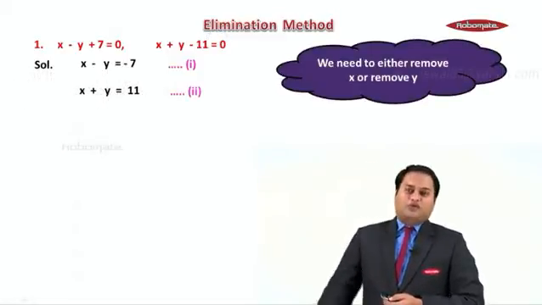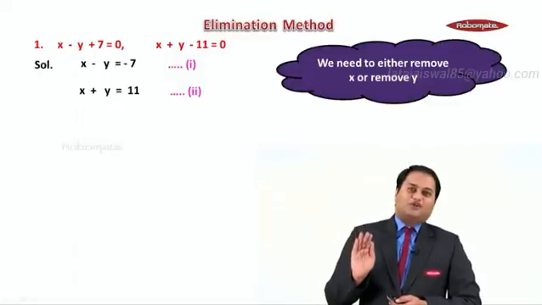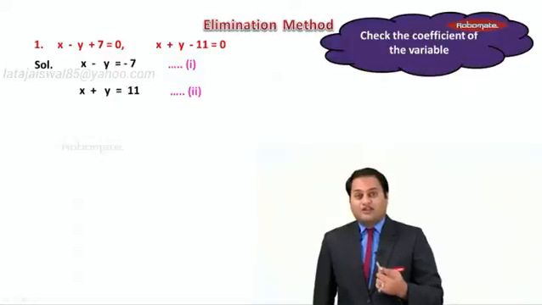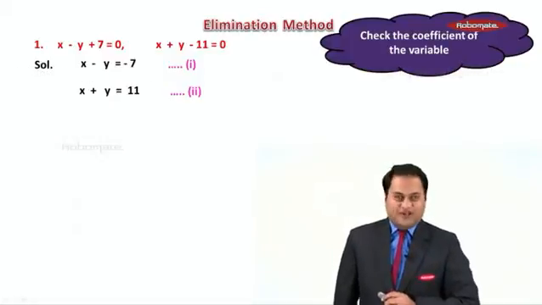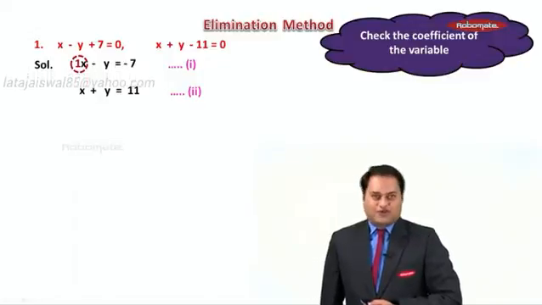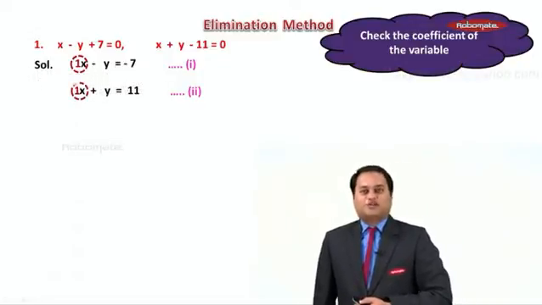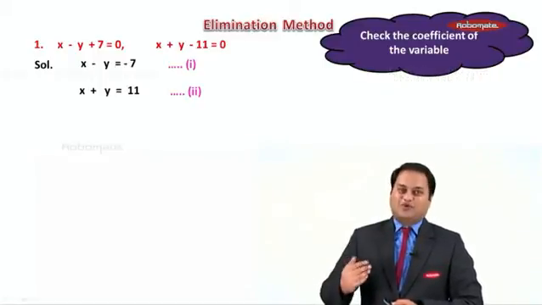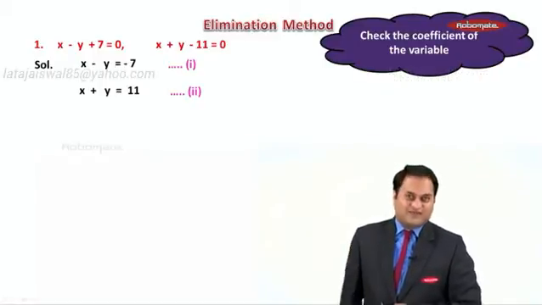Now, we need to either remove x or we need to remove y. For that, first check their coefficient. We can only remove that variable which is having the same coefficient, right? Now look at the coefficient of x. In the first equation, the coefficient of x is 1. In the second equation also, the coefficient of x is 1. So the coefficient of x is the same in both the equations, so we can eliminate x.